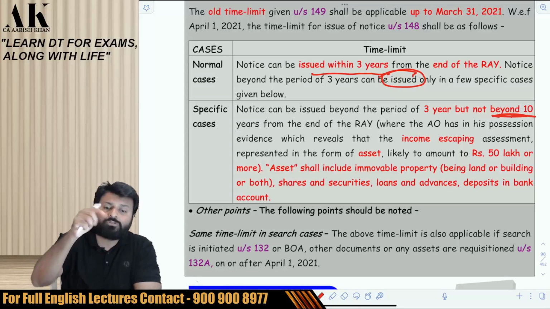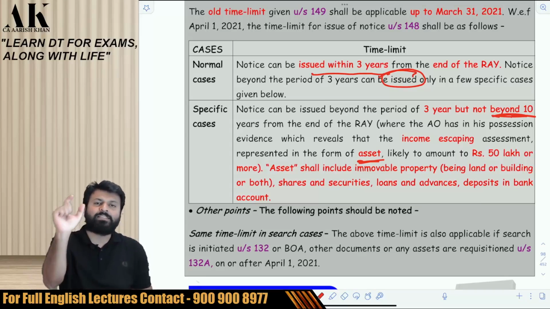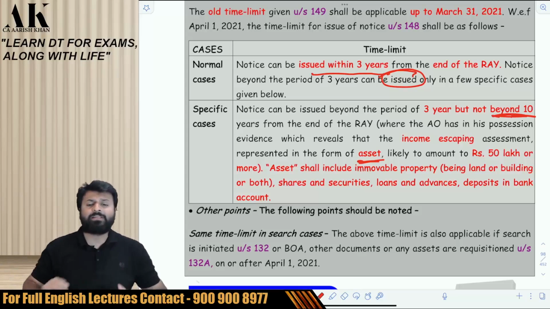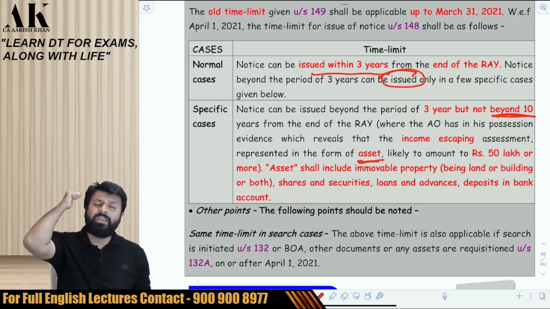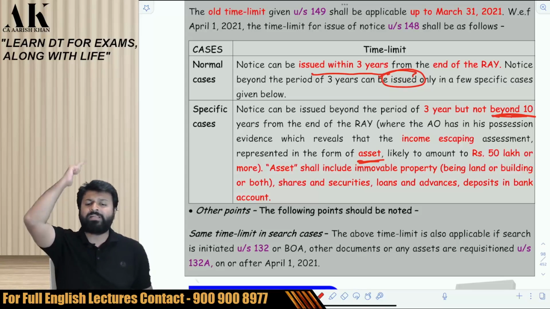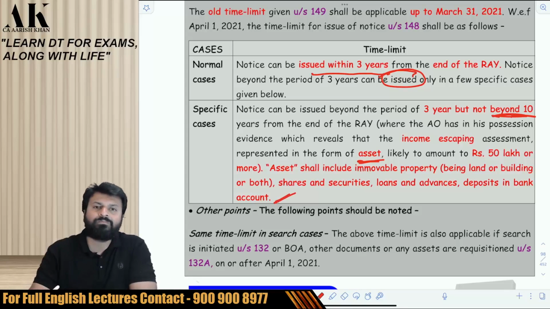And that income should be represented in the form of an asset with the assessee. What do you mean by the asset? That is also important. The income which is escaped in the 4th year, 5th year, 6th year, 7th year, 8th year, 9th year, 10th year, first of all has to be 50 lakhs or more, and that should be represented in the form of an asset. An asset is defined by the law. It can be represented in the form of land or building, or shares and securities, or loans, deposits, advances, or deposits in bank account. That's it. This is an exhaustive list given by the law.